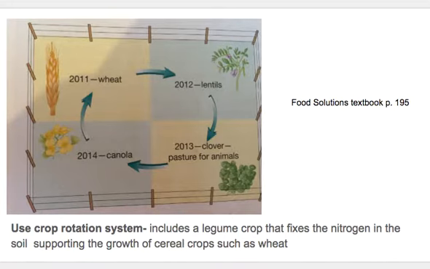Another way to help maintain the soil nutrition is to look at using a crop rotation system. Now, this system includes using a legume crop that will fix nitrogen in the soil and also help to support the cereal crops such as wheat. So it's where the farmer will rotate what's grown on the land each year, and it will help to build the nutrient levels of the soil.